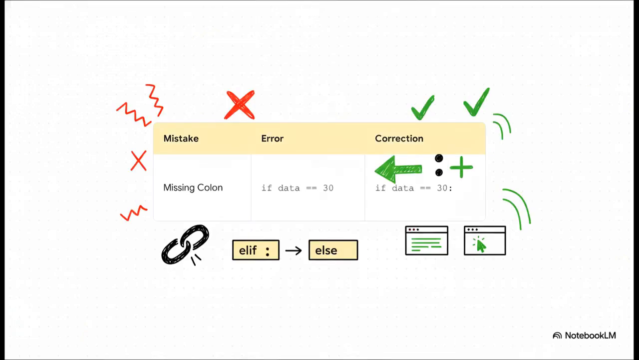Mistake number 2 is forgetting the colon. I know, it's a tiny little dot, but in Python, it's everything. That colon at the end of an if, elif, or else line is a non-negotiable signal. It tells Python, hey, a block of code is about to start. Without it, Python just gets confused and gives you an error.